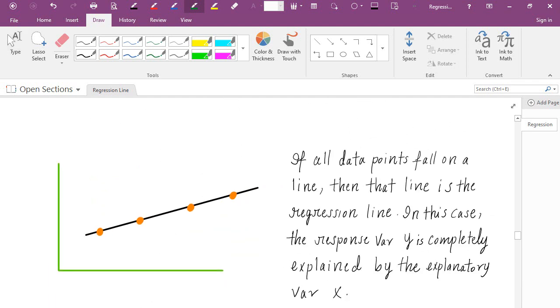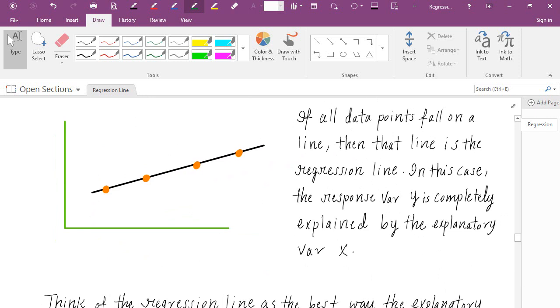All right, so now what I want to look at is how much of the variation of y is explained by x. So how much of the variation of the response variable is explained by the explanatory variable. So first look at the idealized version here. If all the data points fall on the trend line or the regression line, okay, so if all the data points fall on a line, then that line is the same as the trend line or the regression line.